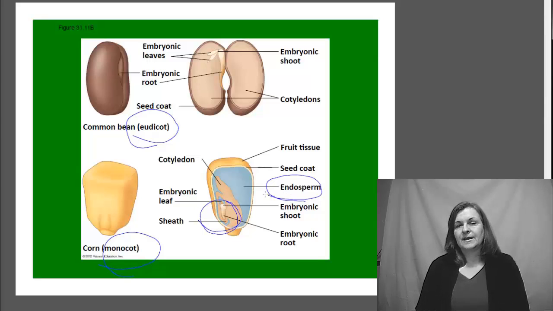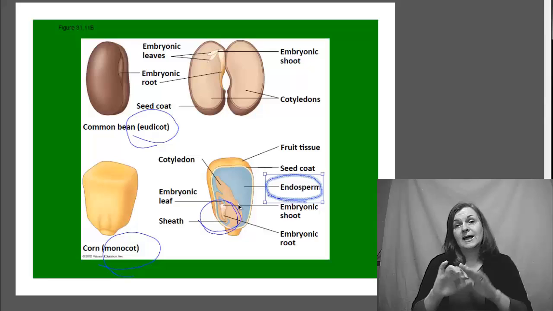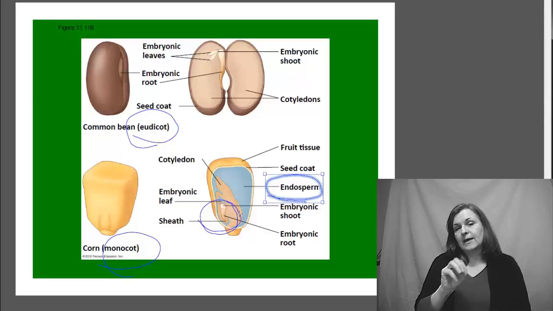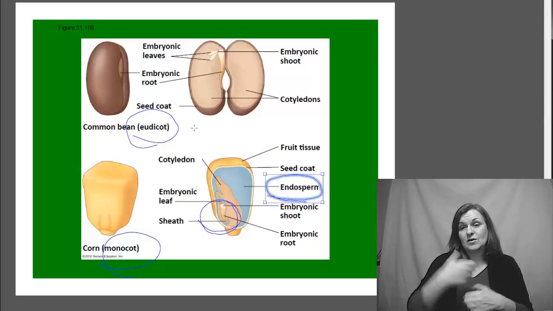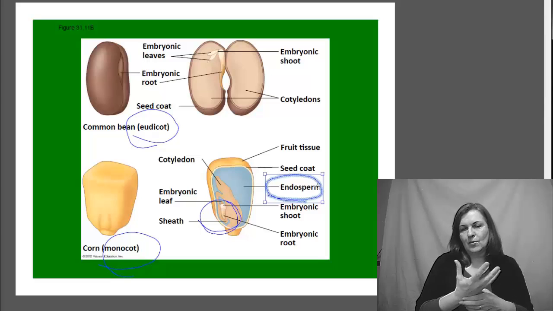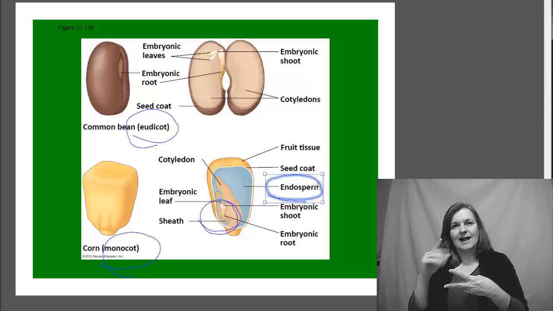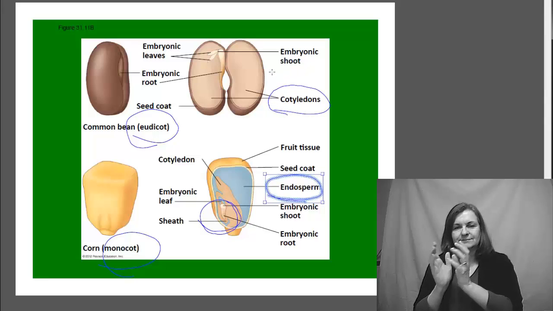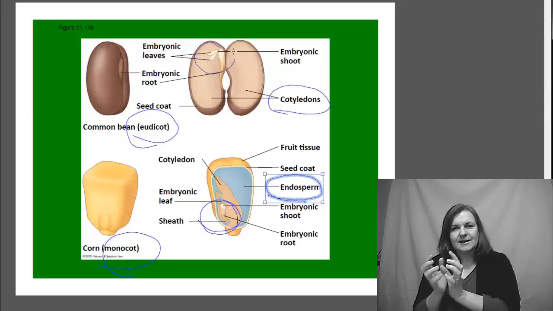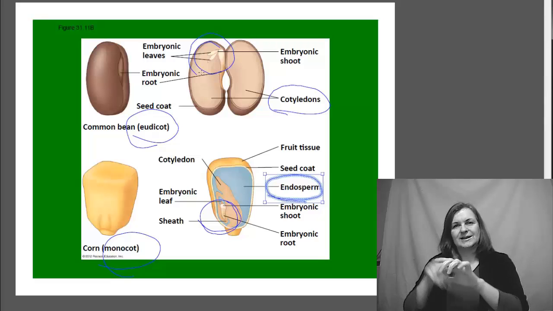Now, this endosperm is absolutely chock full of starch. This is how the plant stores starch for food for that embryonic leaf so that before it starts to photosynthesize, it can actually grow. In the dicot, we don't have endosperm. So the dicot, or the two cotyledons, two embryonic leaves, very, very different structure in our dicot.